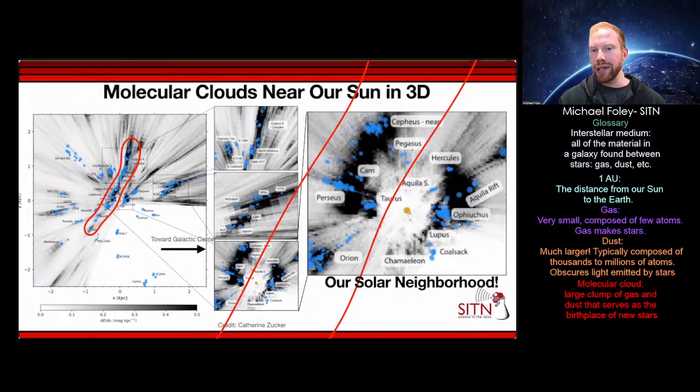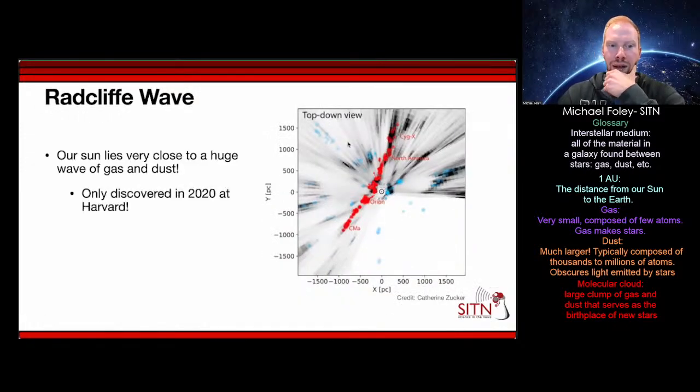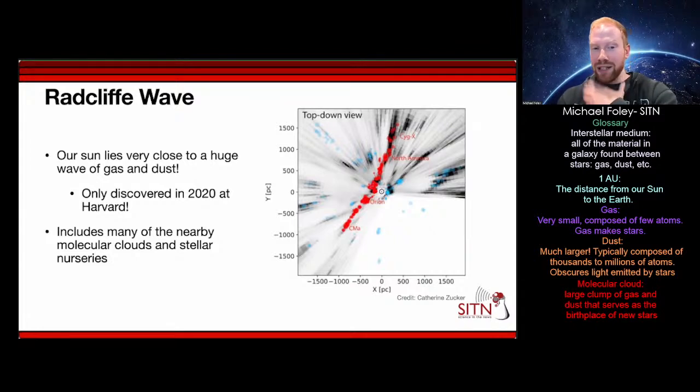And it's kind of unclear how it got there, how it formed, and what it implies about our galactic evolution. So this is sort of an active area of research that has just been revealed by 3D dust mapping, where on the right I've just sort of blown up that red selection along the zoomed in view. This was only discovered back in 2020, like I said. So 3D dust mapping really is just kind of in its infancy, but it's already revealing really incredible structures and knowledge about our local interstellar medium. And this Radcliff Wave includes many of the nearby molecular clouds and stellar nurseries, or places where new stars are being born.